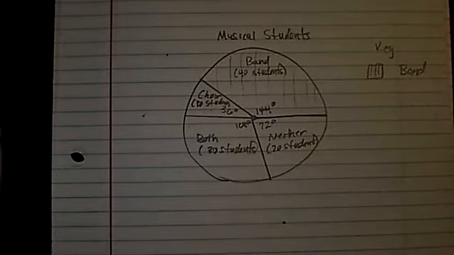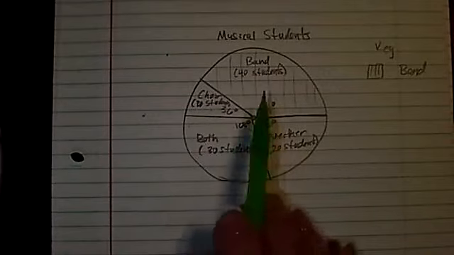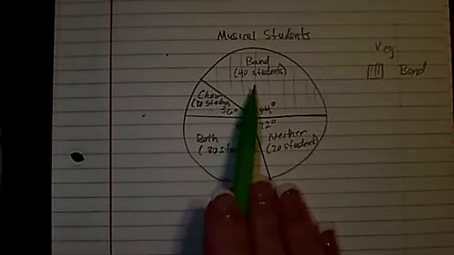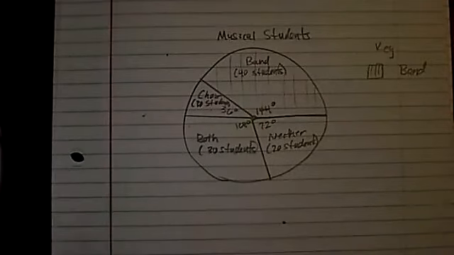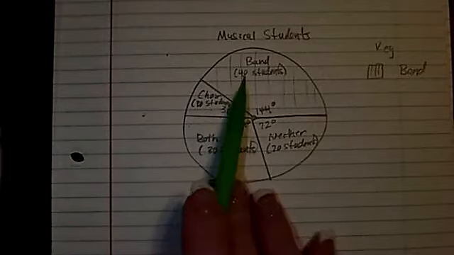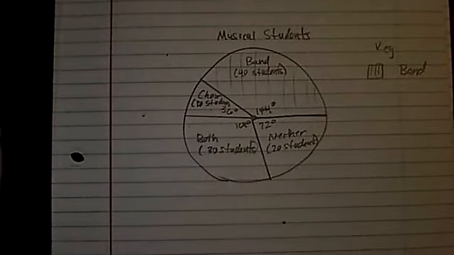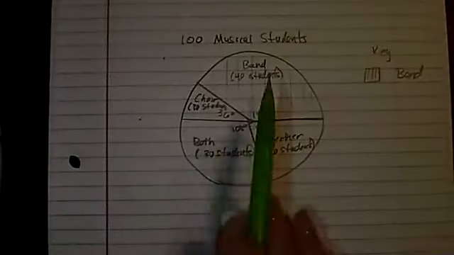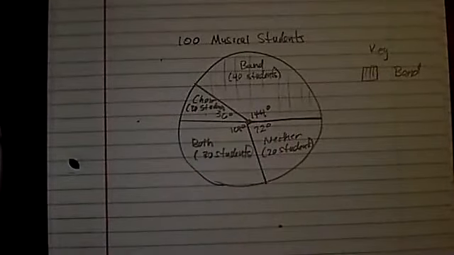So what I would maybe ask a student is, what percent of the musical students were band members? So I might have to figure out how to find a percent out of that. Well, I know there were 40 students, and I would have to know that there were 100 musical students. I'd have to have that on there too. Then you could figure out, well, 40 students out of 100, what percent is that? Well, band is going to be 40%.